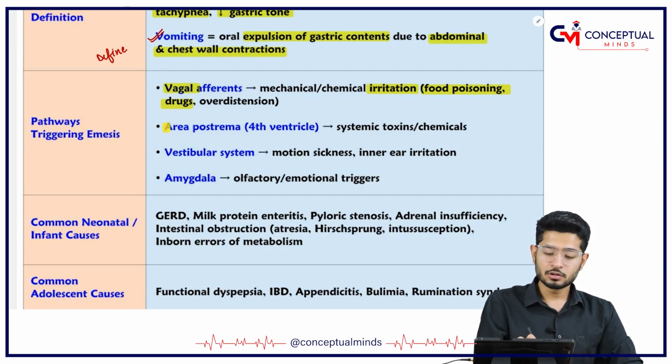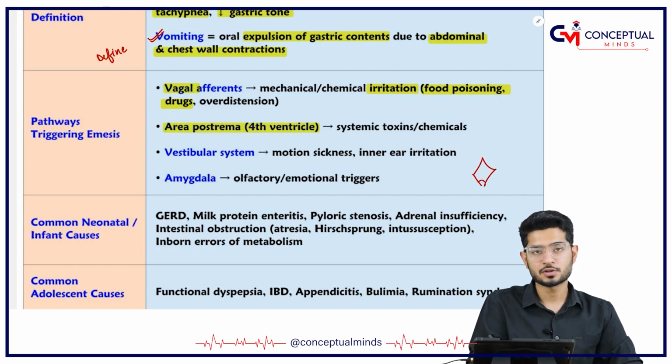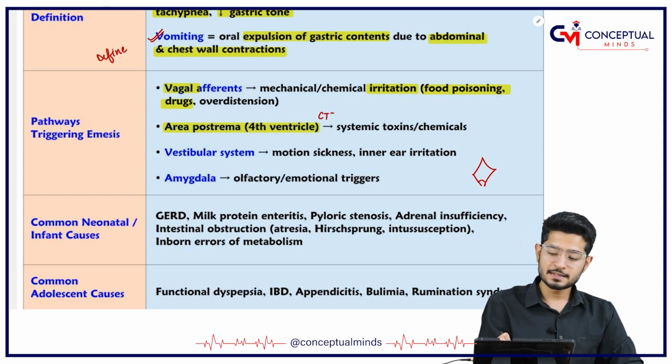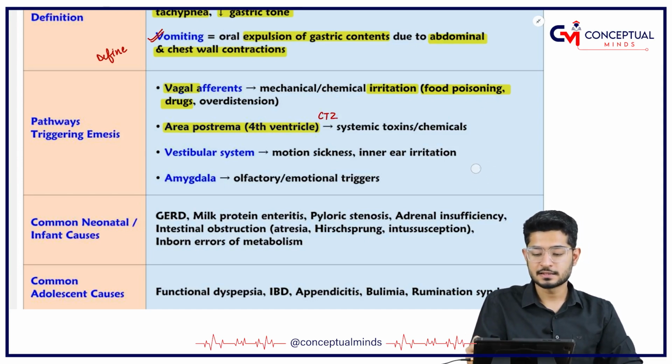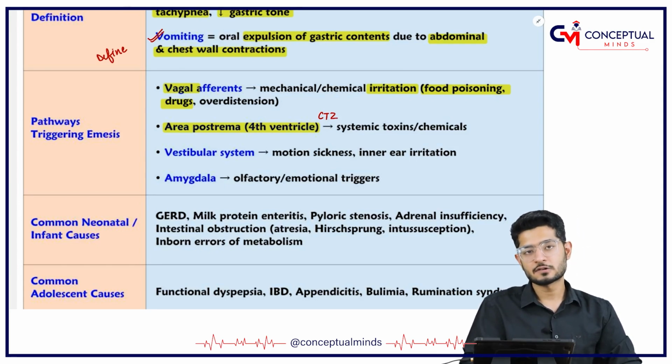Similarly, if you remember your anatomy, in the floor of the fourth ventricle you have an area called the area postrema, or the CTZ area. This area is sensitive to different toxins and different chemicals, so this is also responsible for causing vomiting.